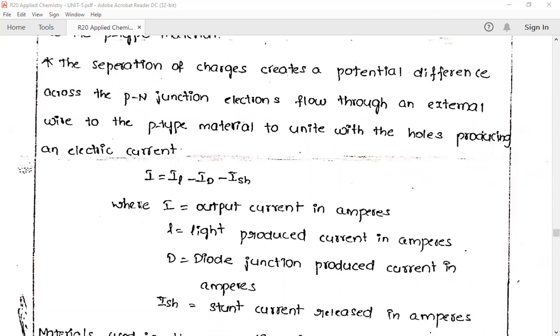Therefore, I is equal to IL minus ID minus ISH. I means output current, which is measured in amperes. IL means the light produced current. ID means the diode junction produced current. It is also measured in amperes, these two. And ISH means the shunt current, released in amperes.